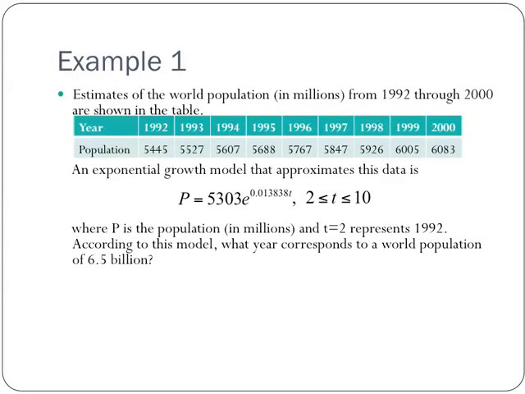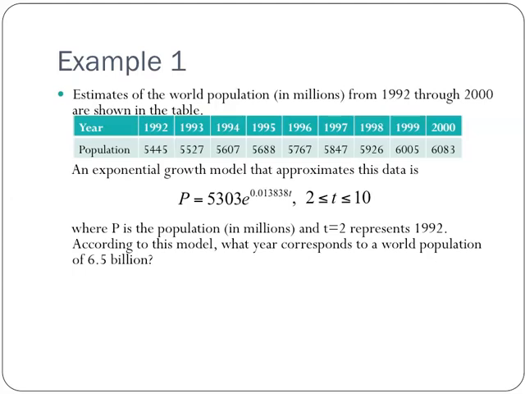Estimates of the world population in millions from 1992 through 2000 are shown in the table. An exponential growth model that approximates this data is P equals 5303 e to the 0.013838 t, where t is between 2 and 10. P is the population in millions, and t equals 2 represents 1992. According to this model, what year corresponds to a world population of 6.5 billion?